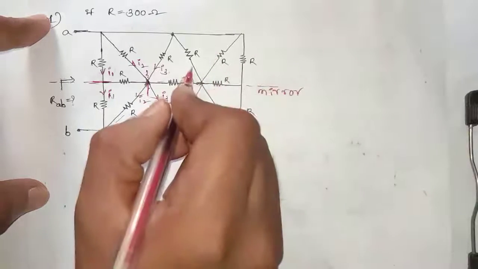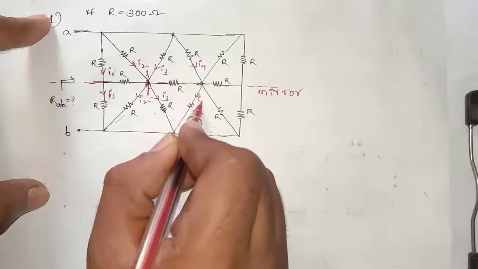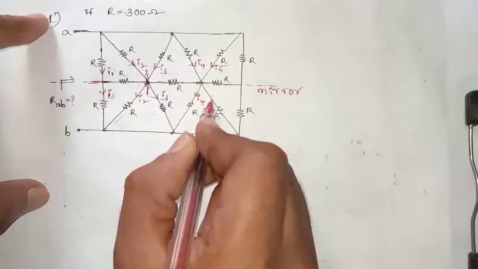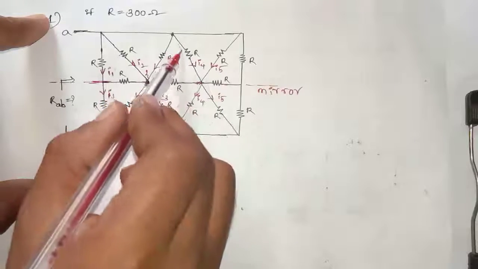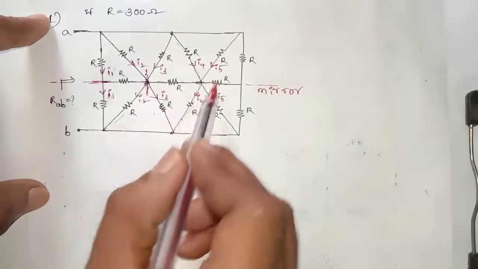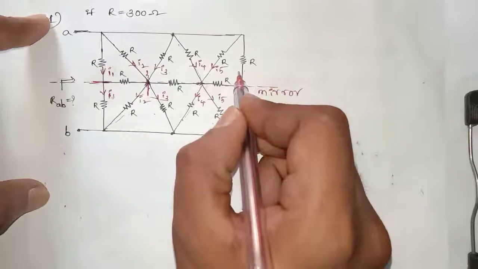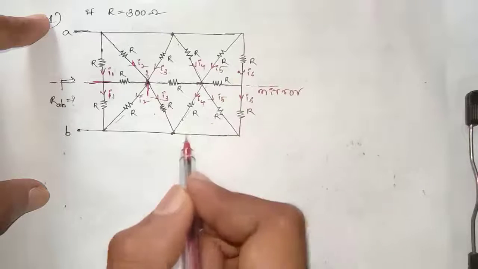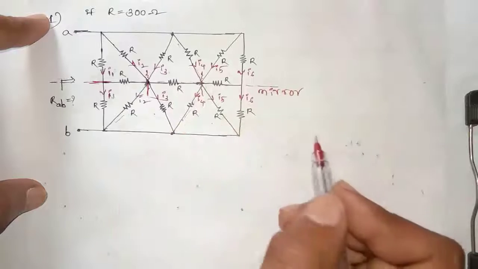In the similar way, if I4 current is flowing from this resistor, then I4 current needs to flow from this resistor. If I5 current is flowing from this resistor, then I5 current needs to flow from this resistor. So these two resistors are again in series because the same current is flowing. Similarly, these two resistors are in series. If I6 current is flowing from this resistor, I6 needs to flow from this resistor. There is no use of this node here.